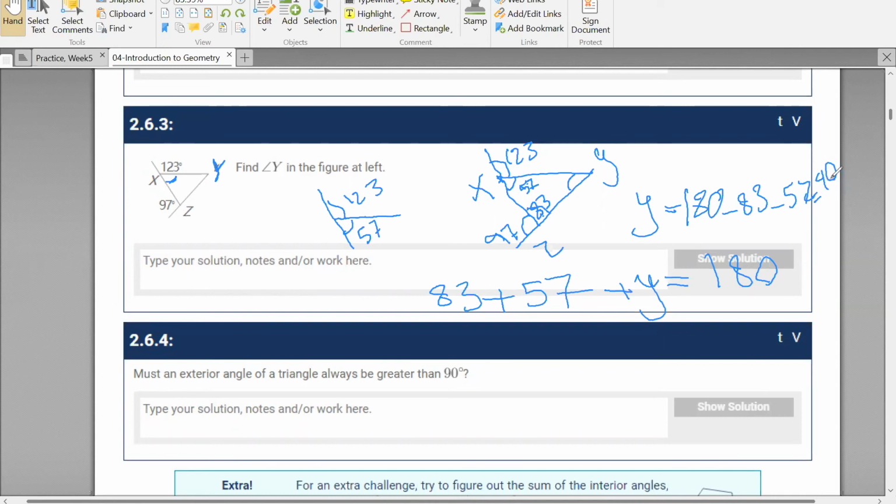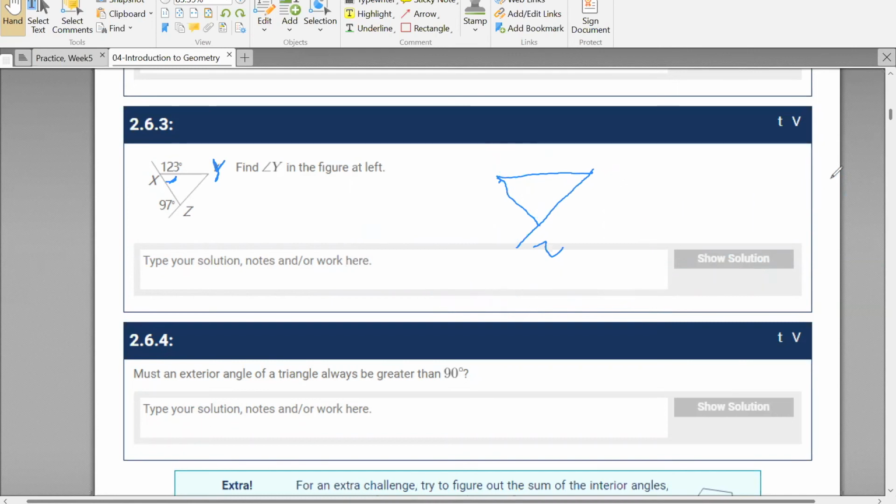So I just delete all of that so that I can quickly explain all of that. The question is to find angle Y, but we are just given the two exterior angles of the triangle. The point is that each exterior angle with the interior adjacent angle, they have to add up to 180. Therefore, this is 57 and the other is 83.